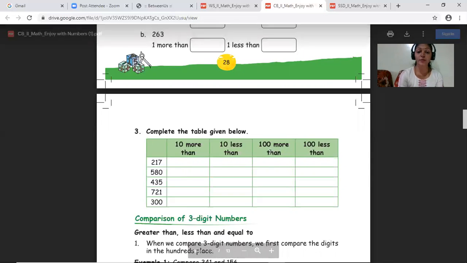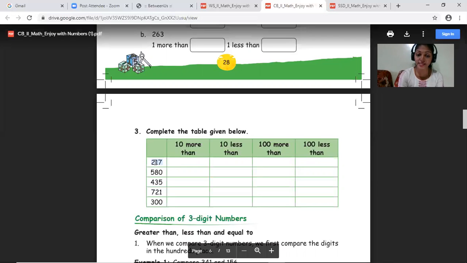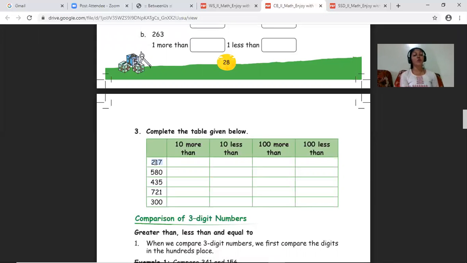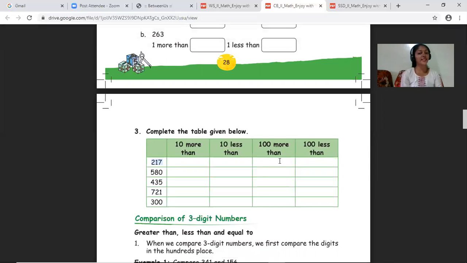Now 10 more than. Oh, here. Okay. I'm sorry. It's 100 more than. 100 more than this number. 217. What is 100 more? That means the next number in the 100th place. That is, what is the number here? They have given 2. 200. So you have to change the 100th place. The next number in the 100th place becomes 300. So 317.